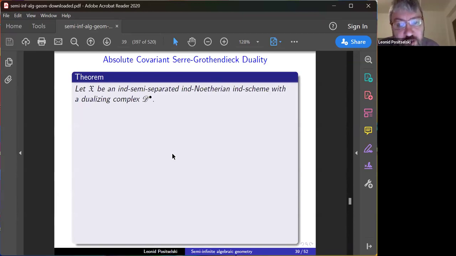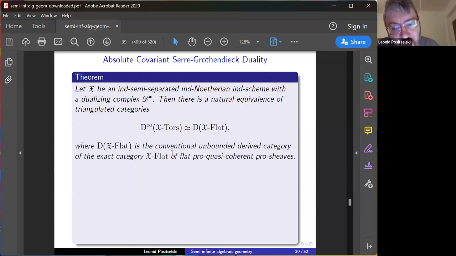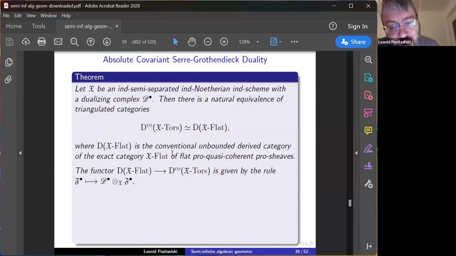Theorem: let X be a semi-separated Noetherian ind-scheme with a dualizing complex. Then there is a natural equivalence of triangulated categories between the coderived category of quasi-coherent torsion sheaves and the derived category of flat pro-quasi-coherent pro-sheaves, where D(X-flat) is the conventional bounded derived category of the exact category of flat pro-quasi-coherent pro-sheaves. The functor from the flats to the coderived category is given by the rule F maps to F tensor D, just the tensor product with the dualizing complex.